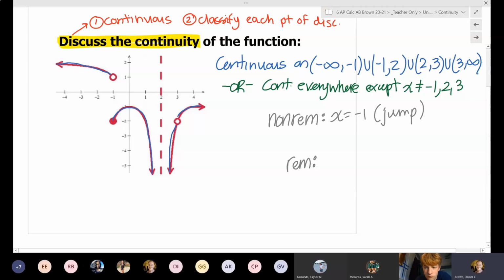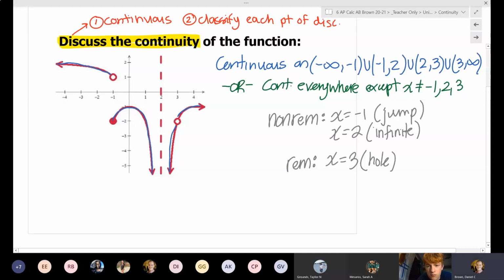And then the next time we see a discontinuity is at 2. That's an asymptote, so that would also be non-removable. Again, we call that an infinite discontinuity. And then removable would be an example at 3. X equals 3 would be removable because that is just a hole in the graph.